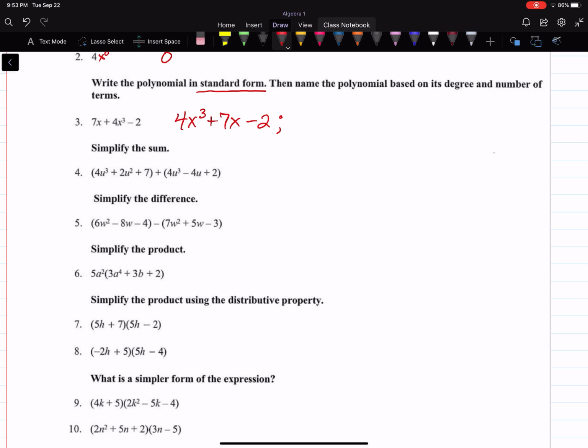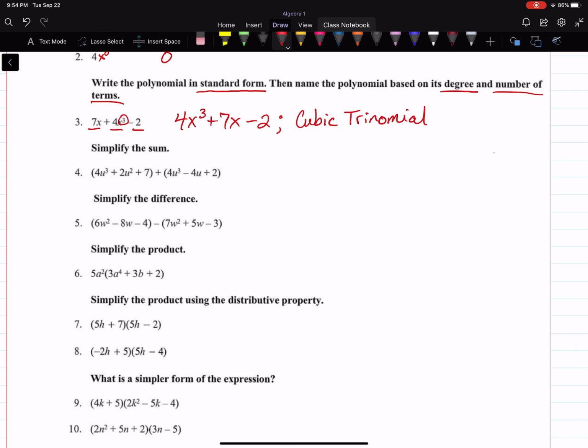Now we have to name it based on the degree and the number of terms. Based on the degree, it is a cubic. Okay, it is a cubic because it's the highest degree. And based on the number of terms, there is 1, 2, 3 terms. So that makes it a trinomial.